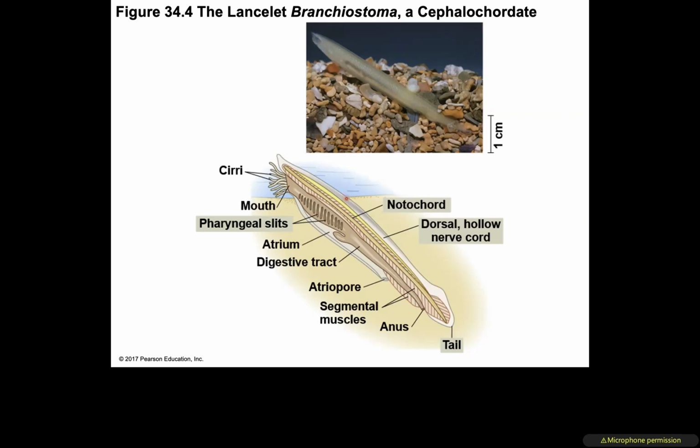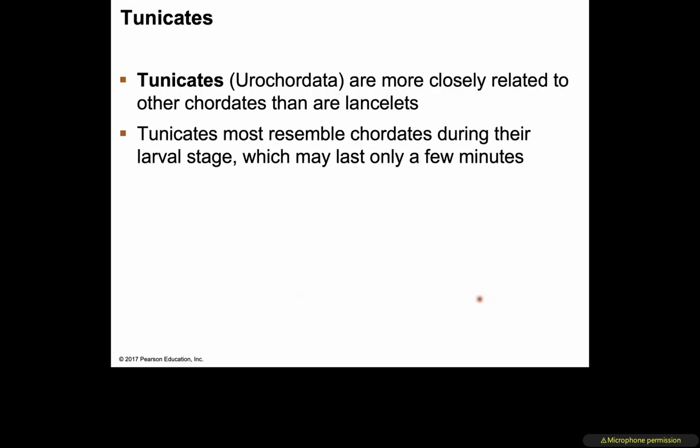And so you can see you have your dorsal hollow nerve cord, your notochord, you have your pharyngeal slits, and your post-anal tail. So they have all four of those characteristics.